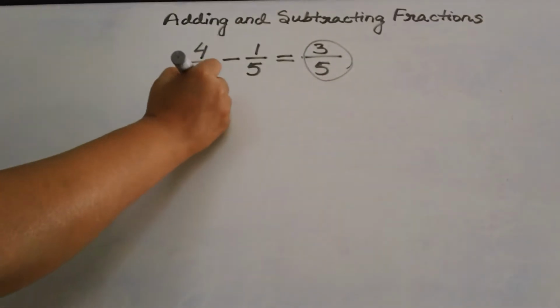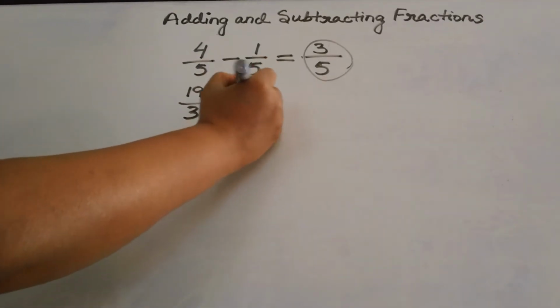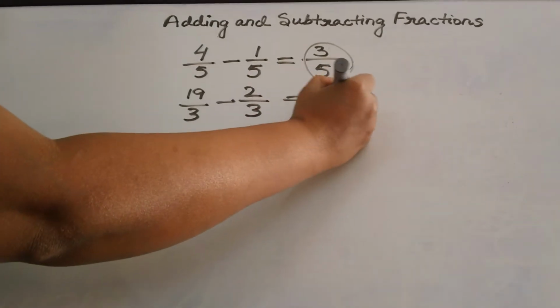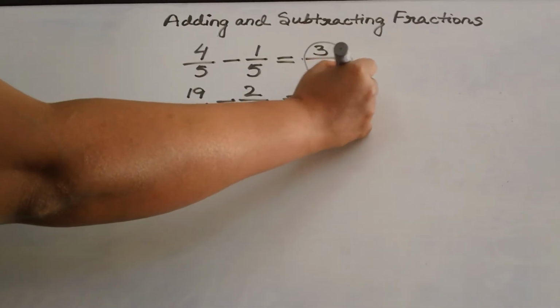Also, if we have 19 by 3 minus 2 by 3, again the denominator is the same, so we just subtract 2 from 19 and the answer is 17.